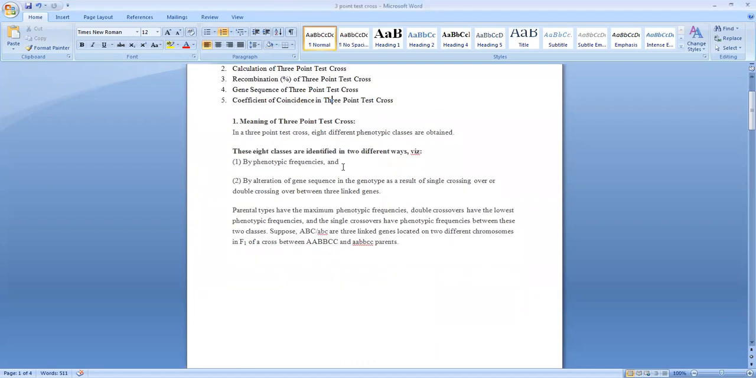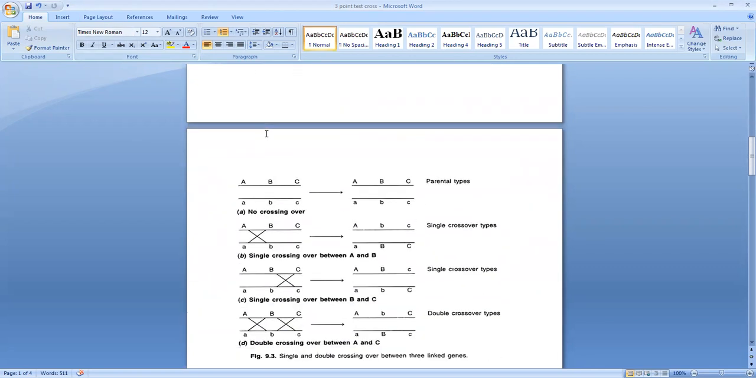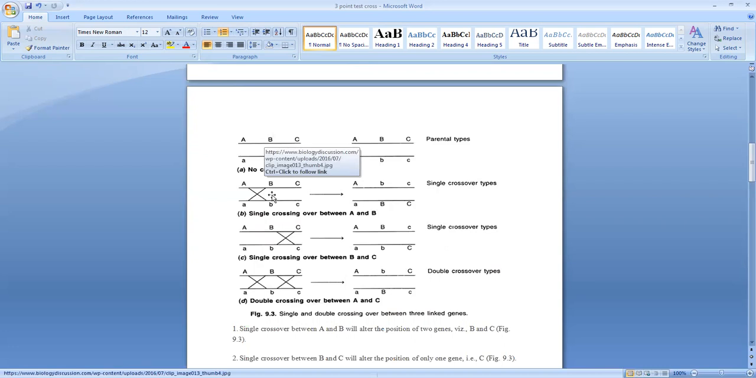This is the 3-point test cross, and this is part of your theory that I have added into your class for your information. These are the three genes. If they all come into the gametes in the parental forms, then it is a parental form, there is no crossing over, and these are the linked genes. If they have a crossover at one point, then it is a single crossover.